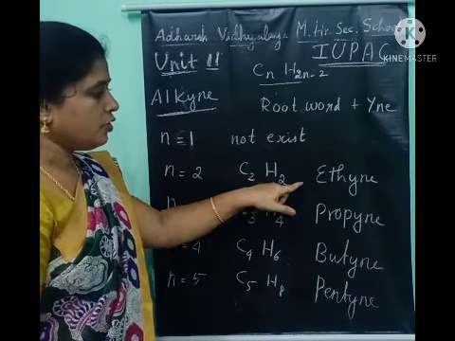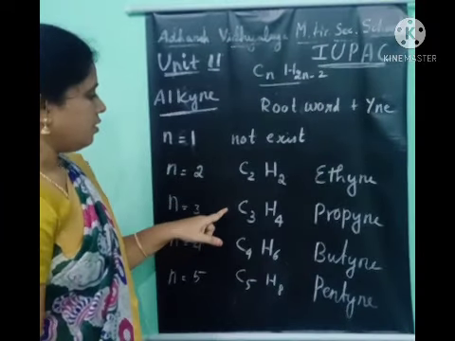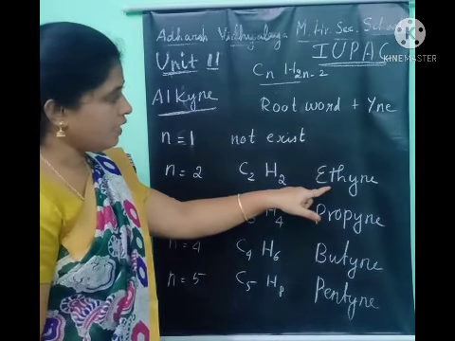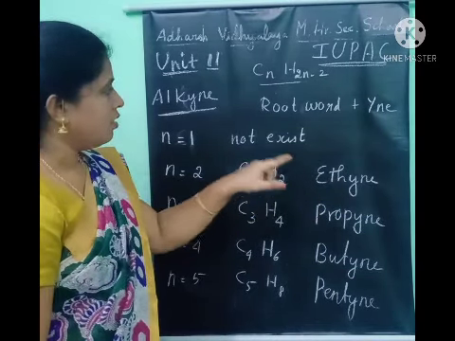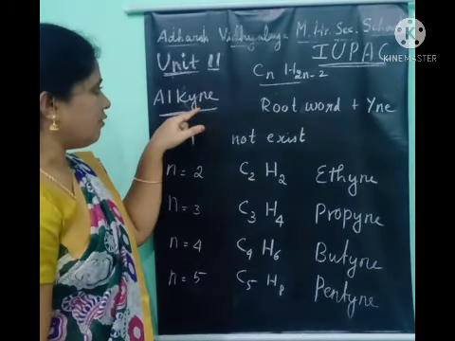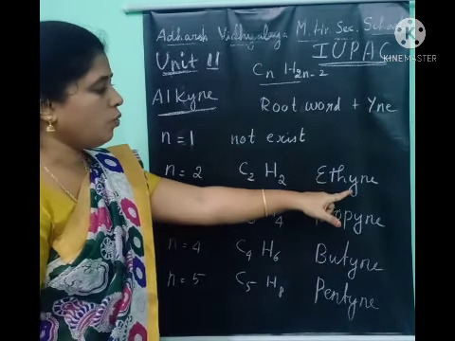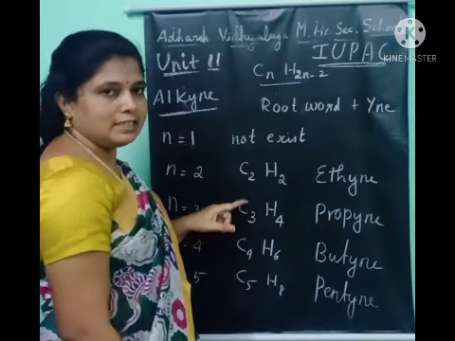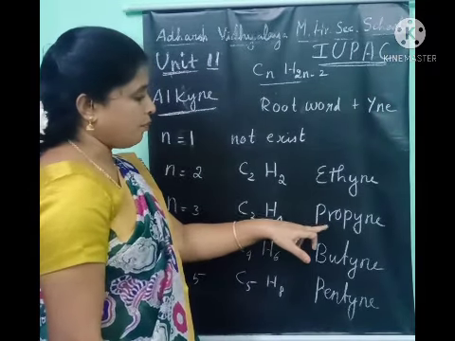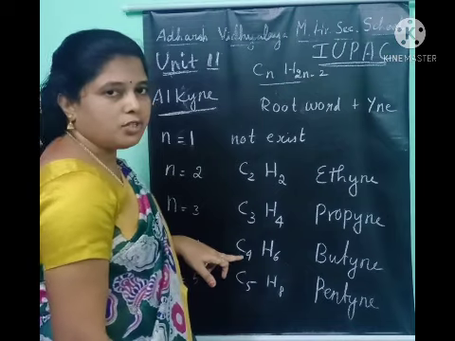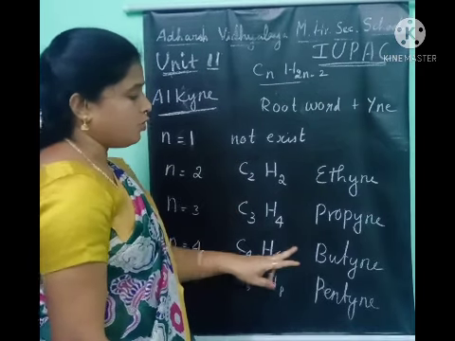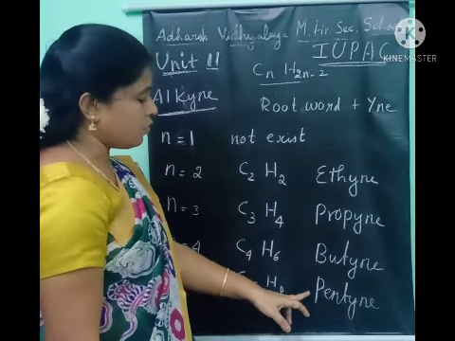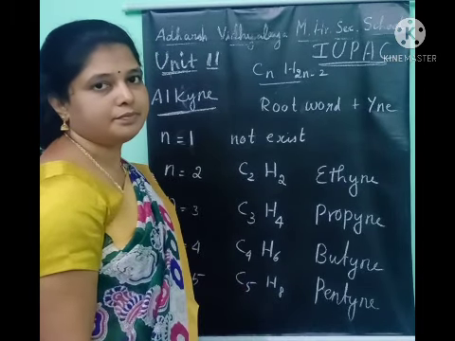Yes. C2H2, ethyne, because it contains 2 carbon atoms, so the root word is eth. That is the family name, alkyne family, so ending with YNE. Next compound containing 3 carbon atoms, so propyne. Next compound containing 4 carbon atoms, so butyne. Next compound containing 5 carbon atoms, so the name is pentyne.